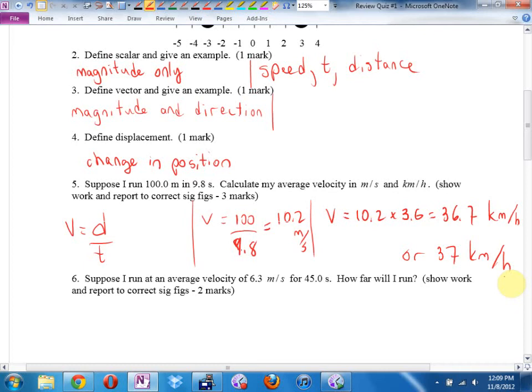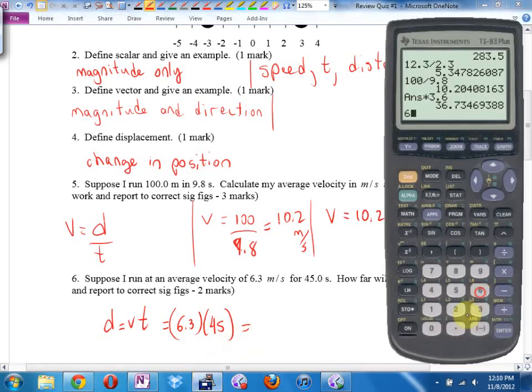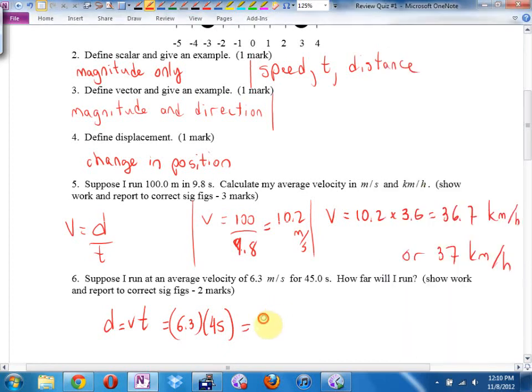Number 6, suppose I run on an average velocity of that for that. How far will I run? They want me to find a distance. d equals vt. You get 1 whole mark if I see that somewhere. Again, if you don't write that, but you get the right answer, you're going to get 2 out of 2. It's going to be 6.3 times 45. 283.5.